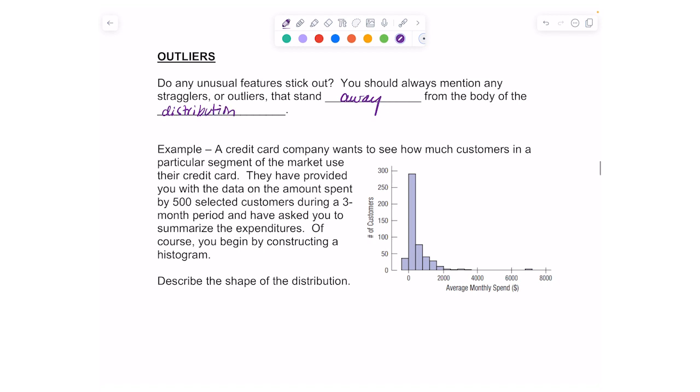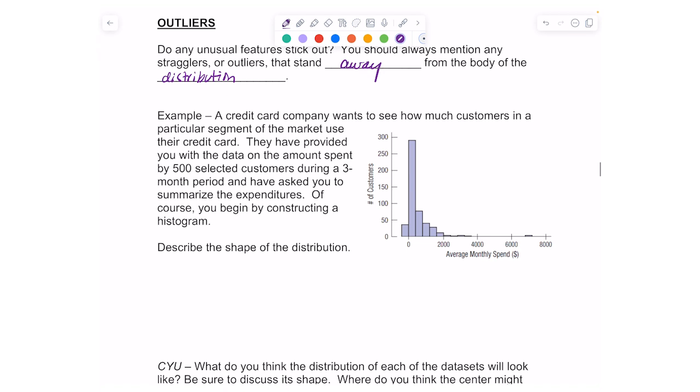Okay, and the reason we want to look at those is because, again, they could be of interest to us. Here's an example where a credit card company wants to see how much customers in a particular segment of the market use their credit card. They have provided you with the data on the amount spent by 500 selected customers during a 3-month period, and have asked you to summarize the expenditures.